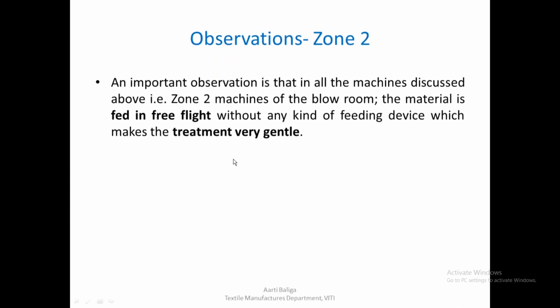So with this, we come to the observations of all the machines in zone 2. An important observation is that in all the machines discussed above, that is zone 2 machines of the blow room, the material is fed in free flight. This is a feature of all the machines that we have just seen, and all are zone 2 machines. And this is done because feeding is done without any kind of feeding device like clamped feed, which we had seen earlier.